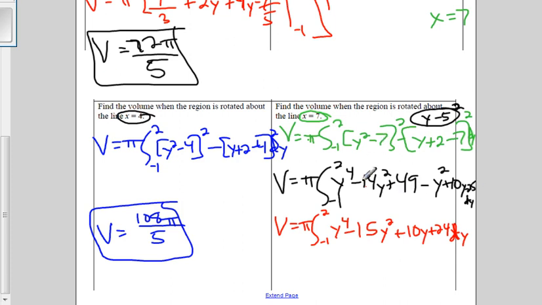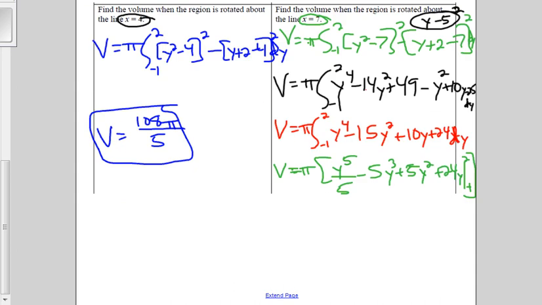So we go through and square this one, combine like terms, and now I can take the antiderivative, which will give me volume equals pi, a constant that just stays here, times y to the 5th over 5, minus 15y cubed over 3, which is just 5y cubed, minus 10y squared over 2, which is just 5y squared, plus 24y. And we're going to evaluate that from -1 to 2. So that's the fundamental theorem of calculus.